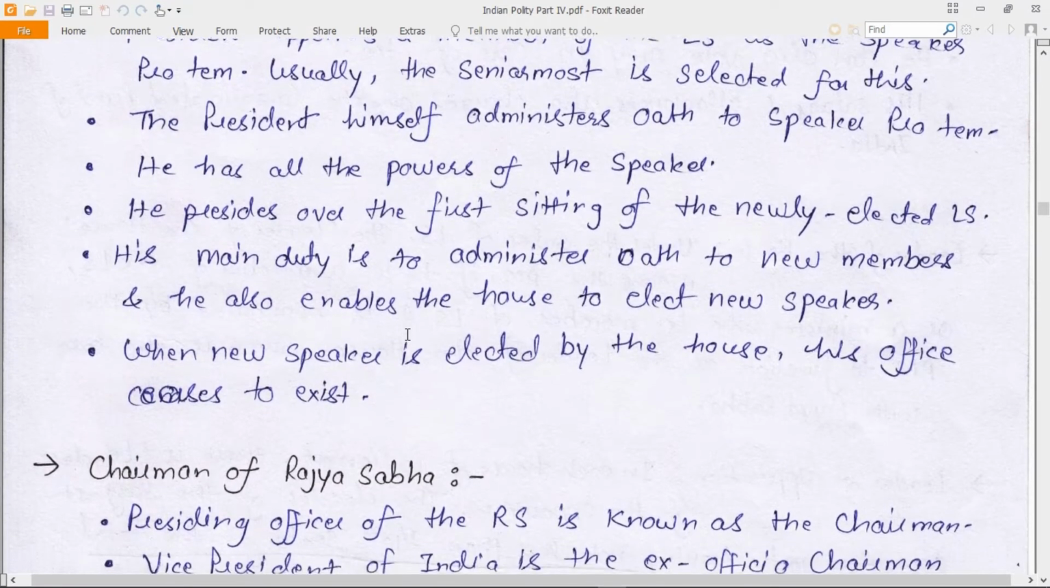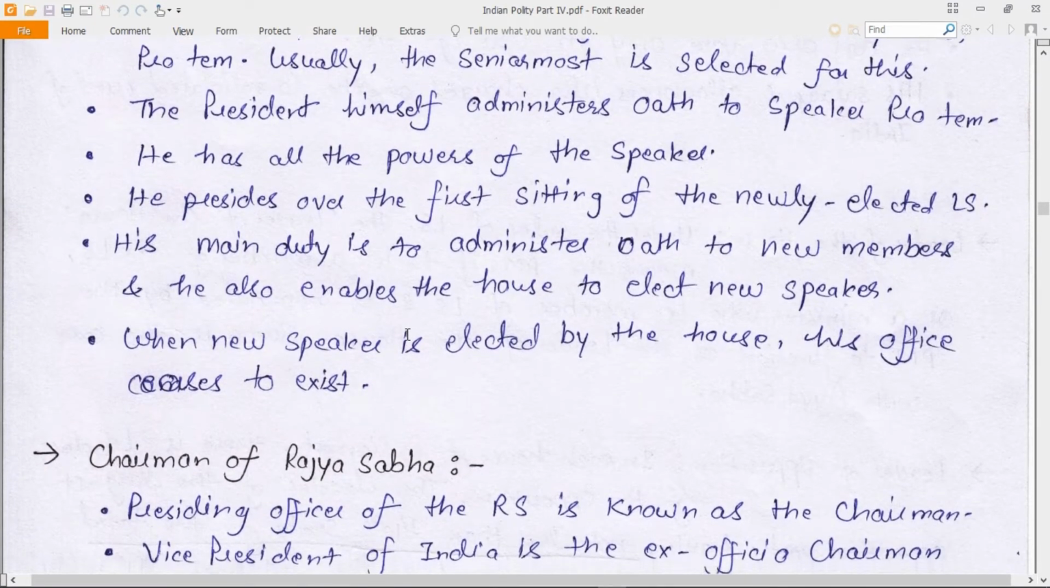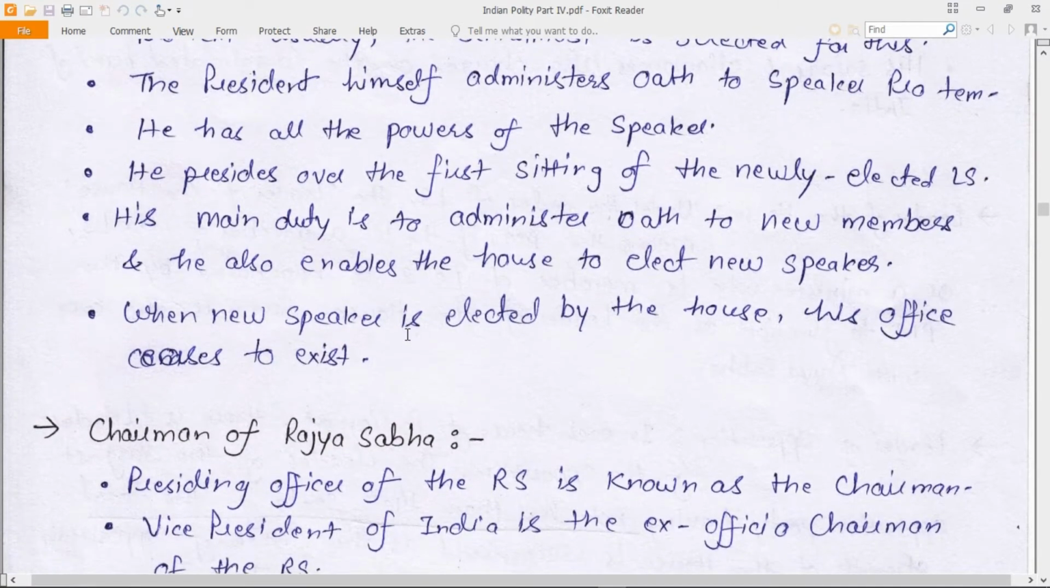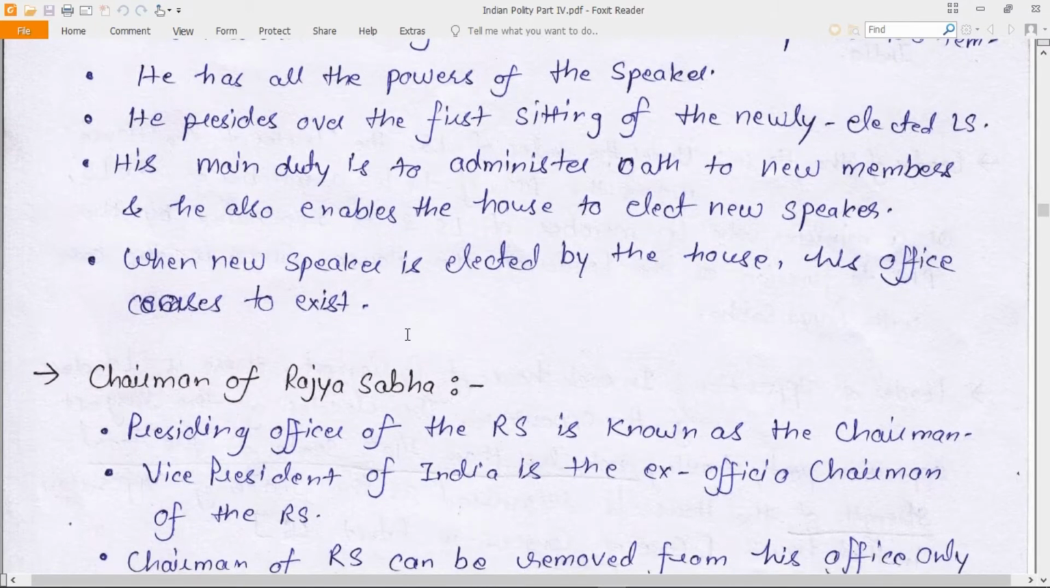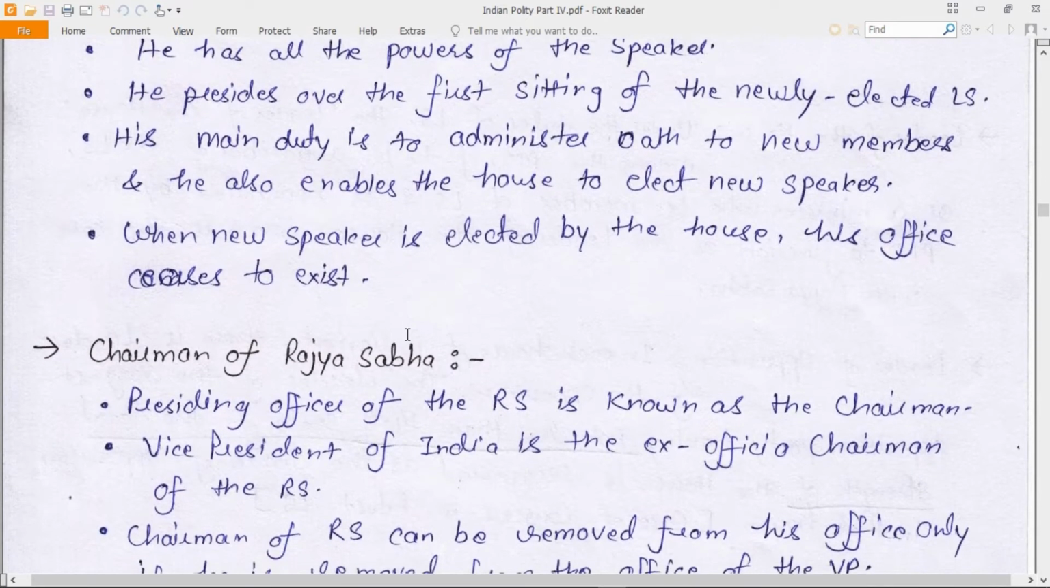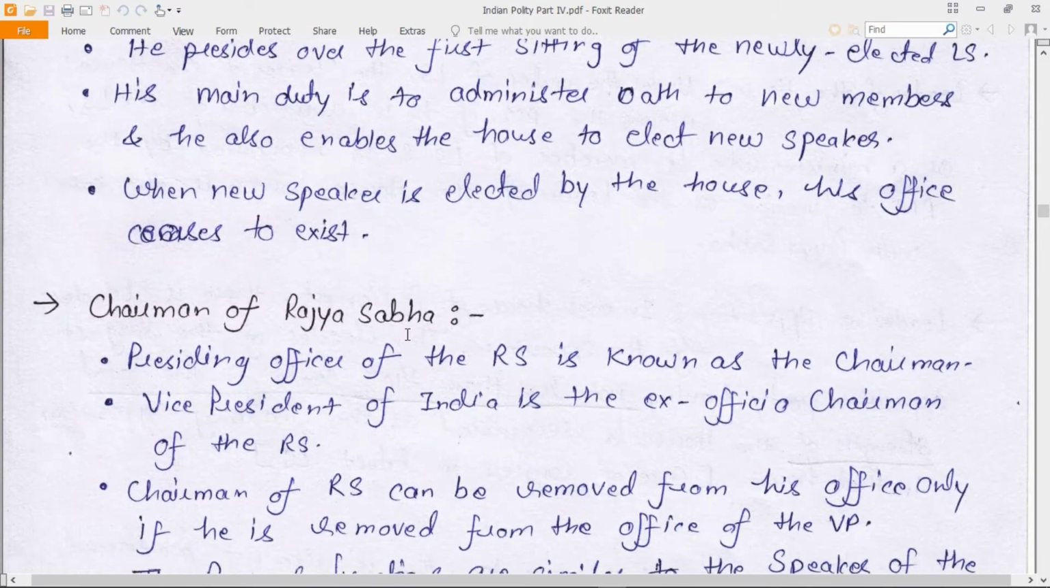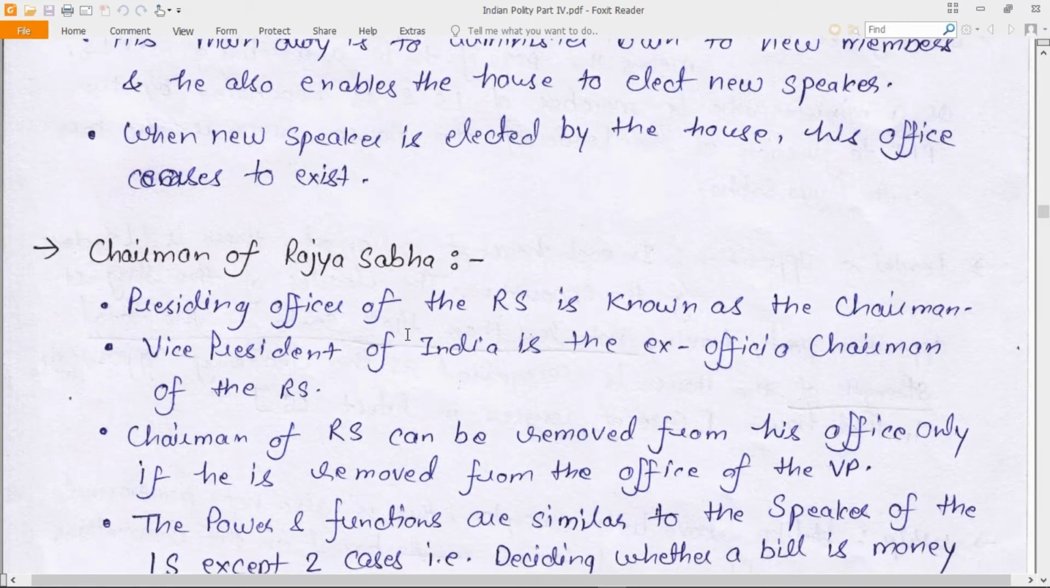He has all the powers of the Speaker. He presides over the first sitting of the newly elected Lok Sabha. His main duty is to administer the oath to new members, and he also enables the House to elect a new Speaker. When the new Speaker is elected by the House, his office ceases to exist.